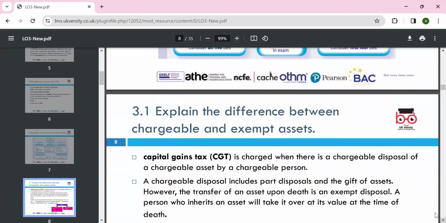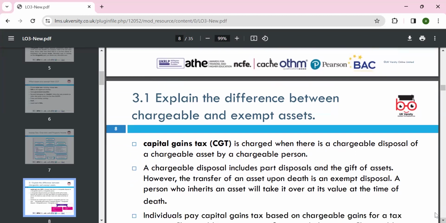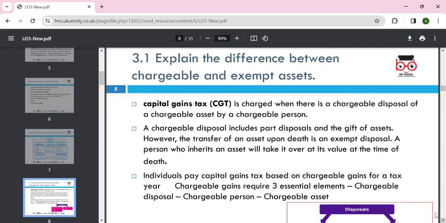Okay, then we have assessment criteria 3.1: explain the difference between chargeable and exempt assets. Capital gains tax is charged on the disposal of a chargeable asset by a chargeable person, who is a resident of the UK, and then of course we can charge the tax.